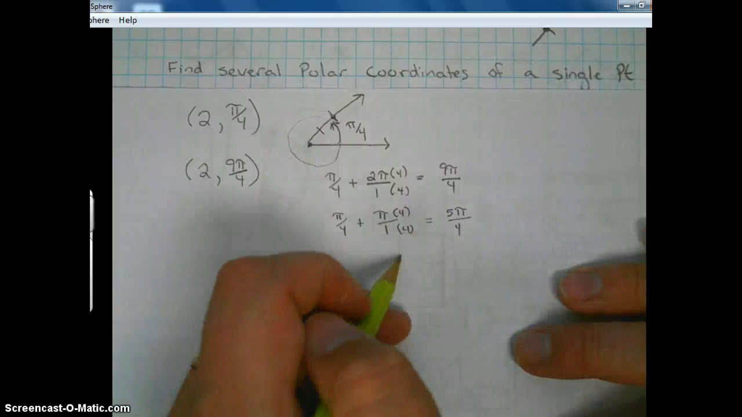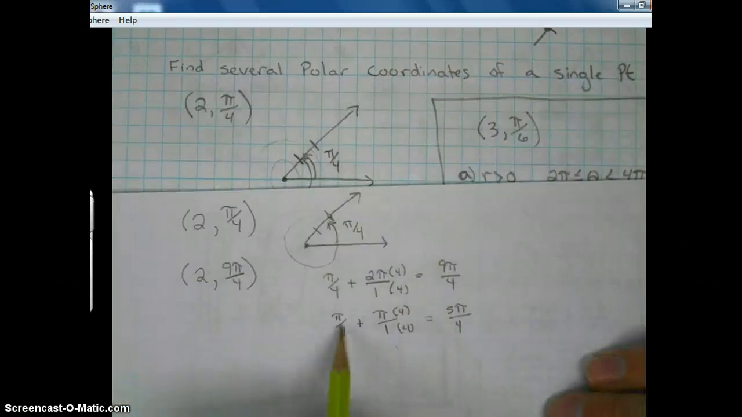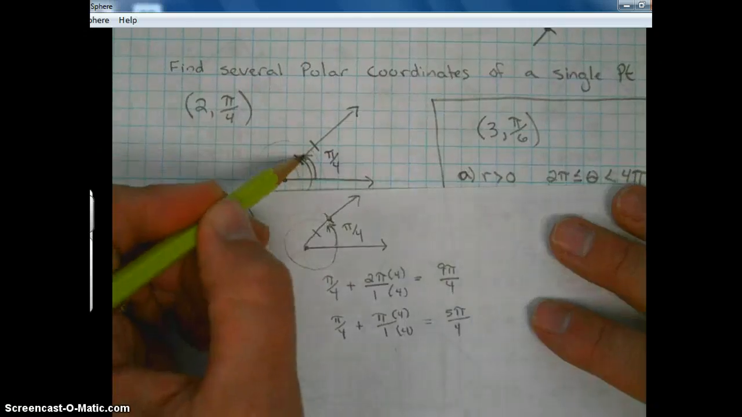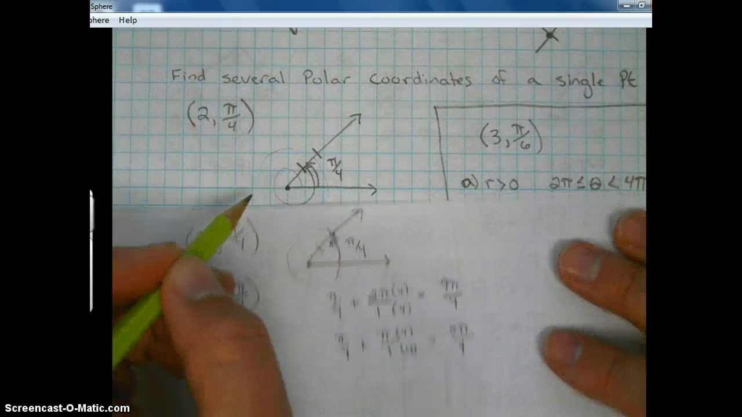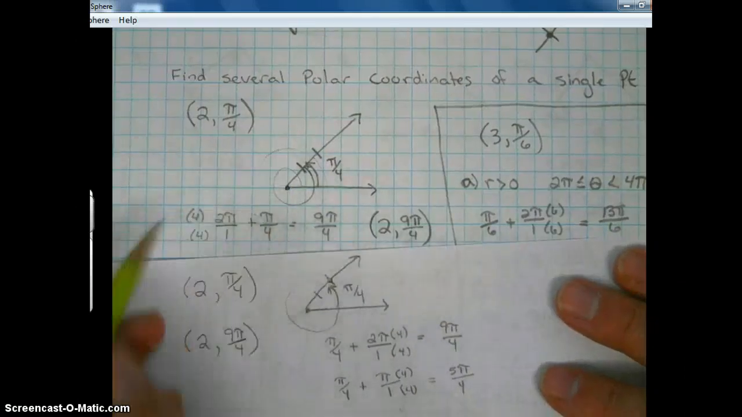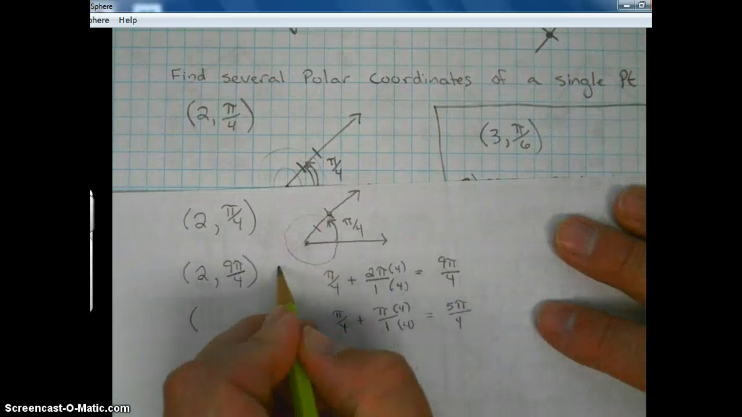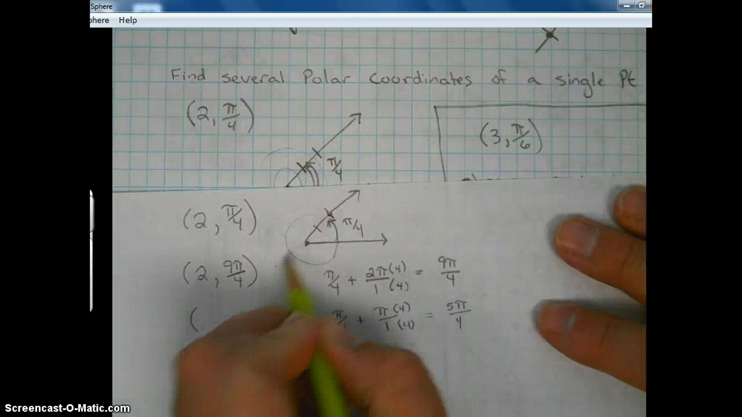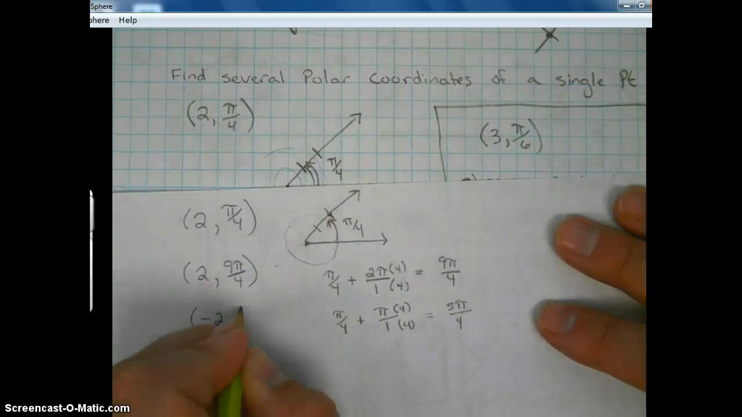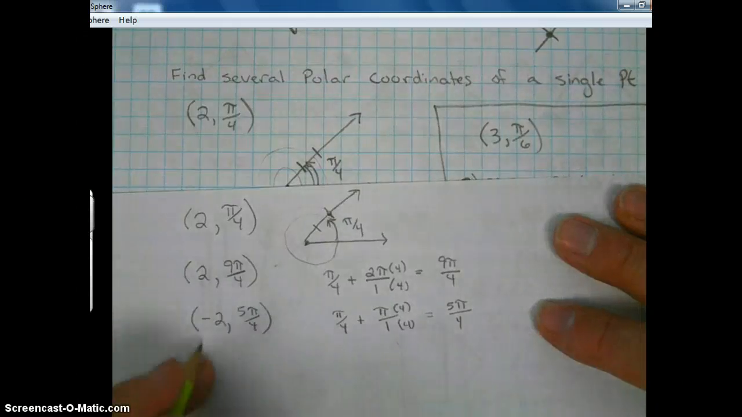Let's take a look at this. Pi over 4 plus pi gives us 5 pi over 4. That puts us over here. And we want to go backwards, so it's going to be negative 2 because we want to go backwards, and 5 pi over 4. So now we found 2 more.